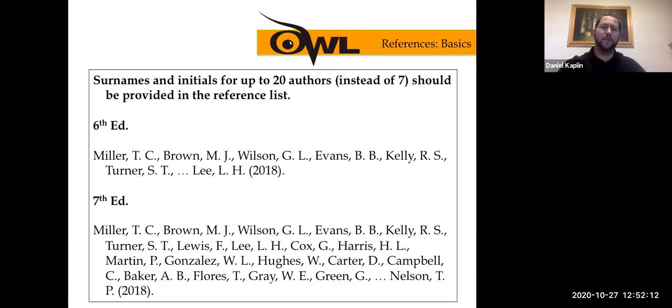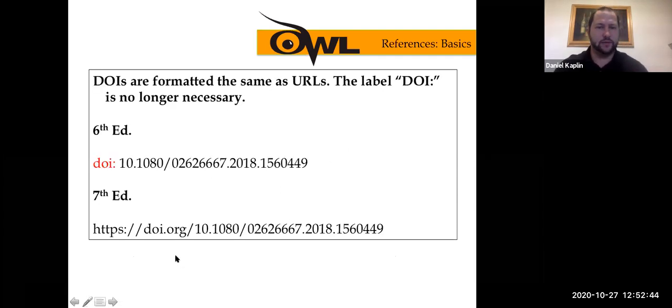So what about in the reference list? How many authors do you list? It used to be that you would list the first 7 and then do an ellipsis to the last author. Now, because we're doing a lot of joint projects because of the reproducibility project, we list the first 20 authors followed by an ellipsis. So this is an example of the 7th edition, where after Turner, you get Lewis and Lee and Cox and Harris and all these people until you get 20.